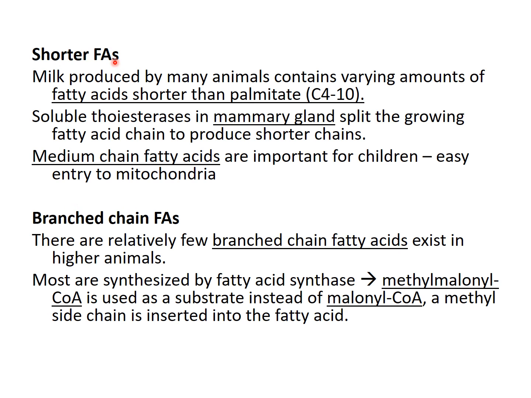We can produce shorter fatty acids only in the mammary gland. We can take them up from milk products, and we can produce them in the mammary gland during the lactation period. And I just wanted you to remember how important short and medium chain fatty acids are for infants and children. We can produce branched chain fatty acids. Methylmalonyl coenzyme A will be used in that step instead of malonyl coenzyme A.